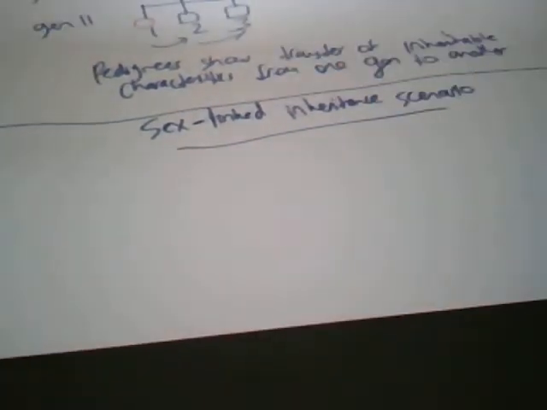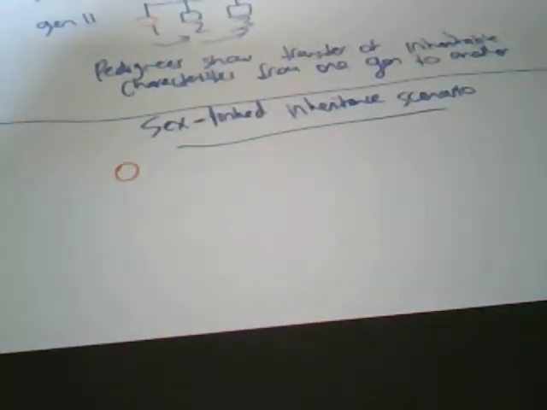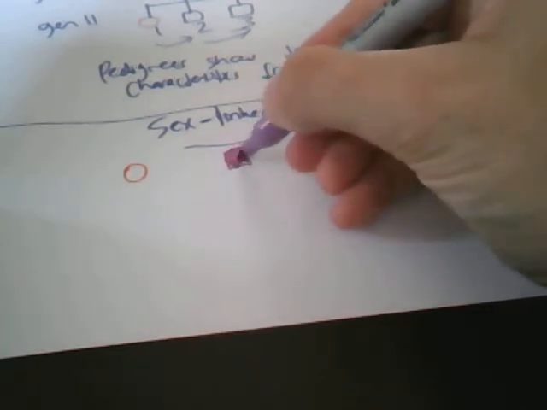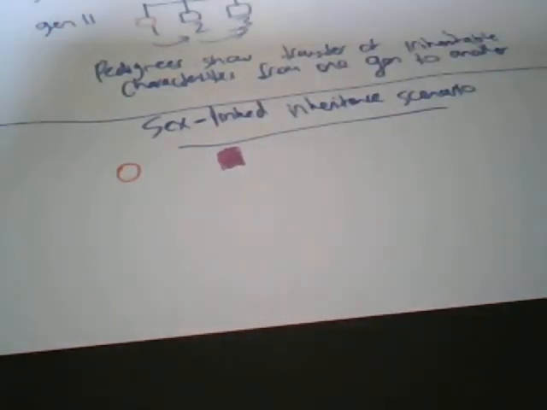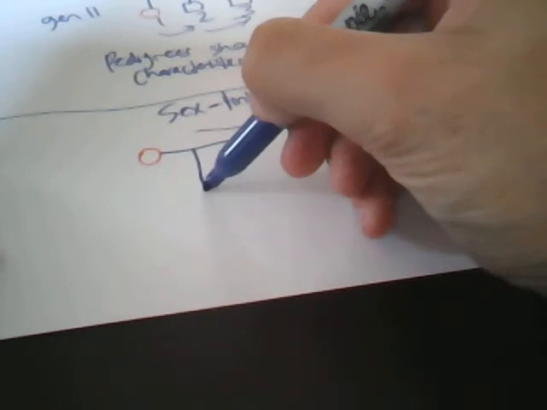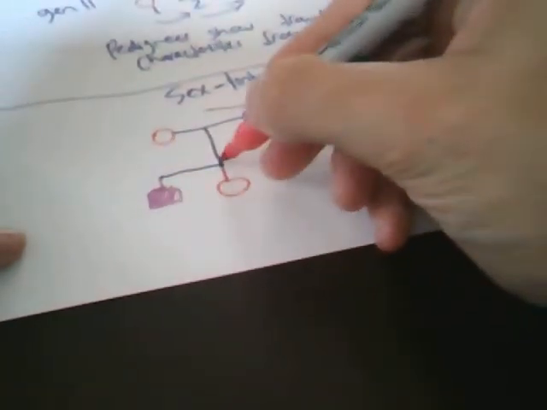Okay, let's say we have a female, and let's say we have a male with a characteristic. Could be a disease, could be anything. I'll leave it as that for now. They mate, and they give off a male with a characteristic. They give off 2 females.